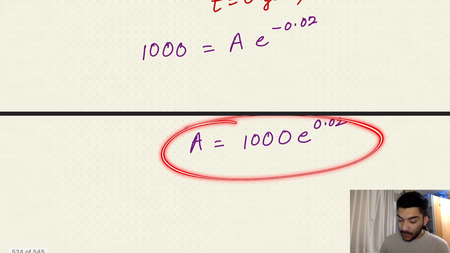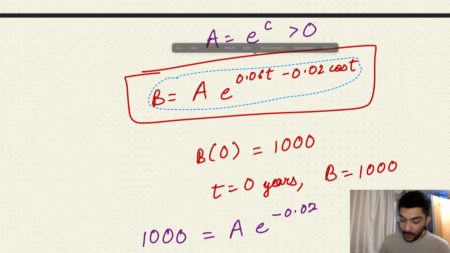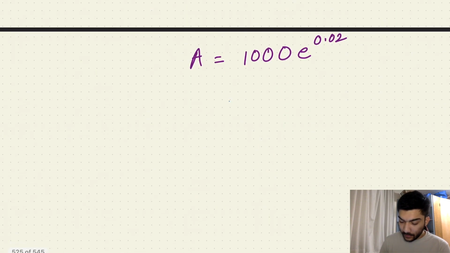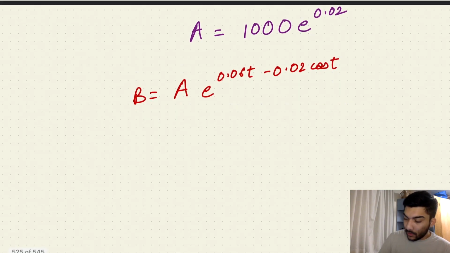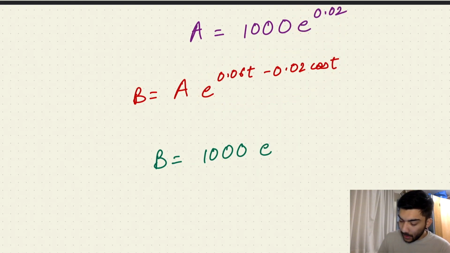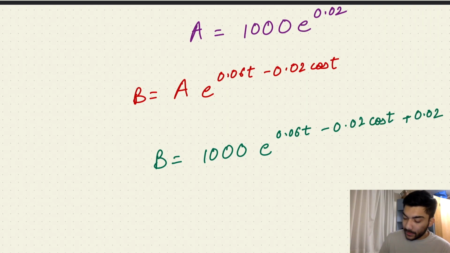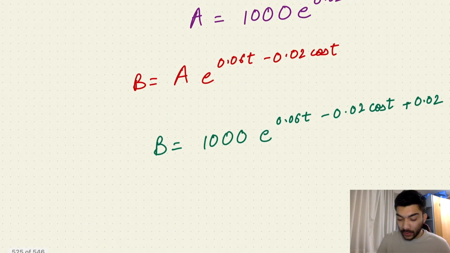So now since we have the value of the constant, we can get the final equation as well. So the final equation will simply be, let's copy this over. So it will simply be your b will be equal to 1,000 times, we can combine this exponent with this expression over here, and then it would be e to the power 0.06t minus 0.02 cos t plus 0.02 in this case, right? So now you have to calculate the balance after 2 years.